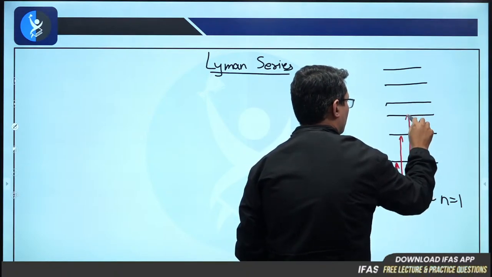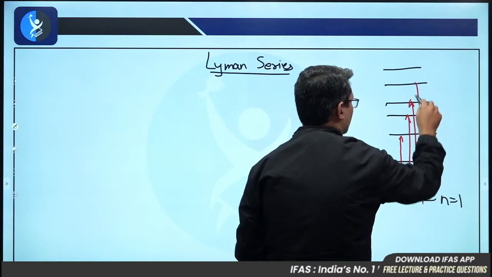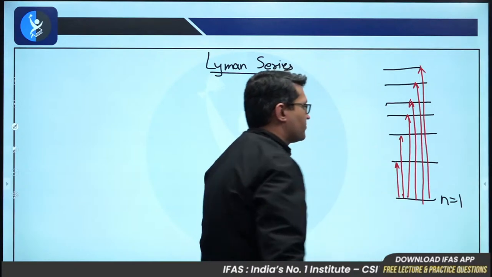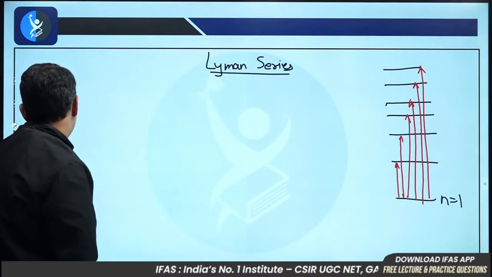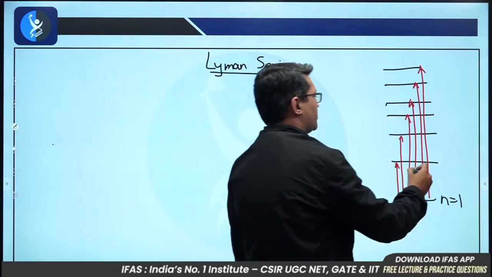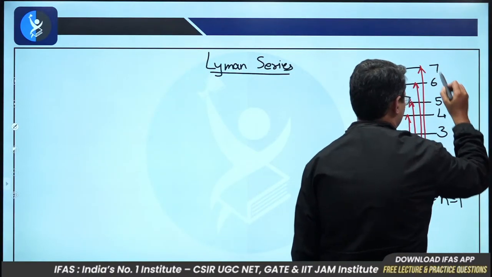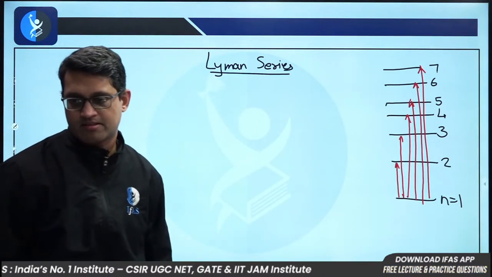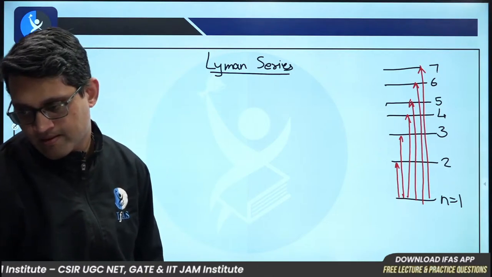Okay, so what we are plotting here is the absorption spectrum. What we are looking at right now is the absorption spectrum. This is the Lyman series. So from n equal to 1 to n equal to 2, 3, 4, 5, 6, 7. This is the Lyman series.